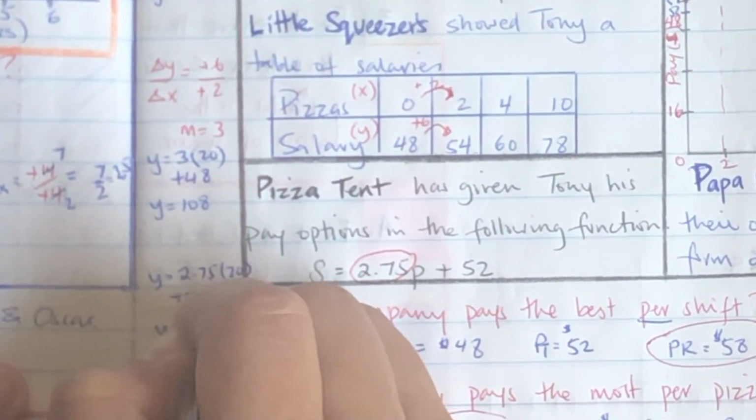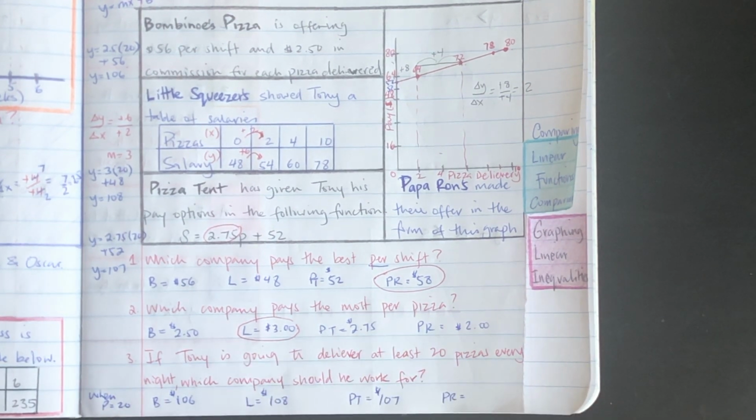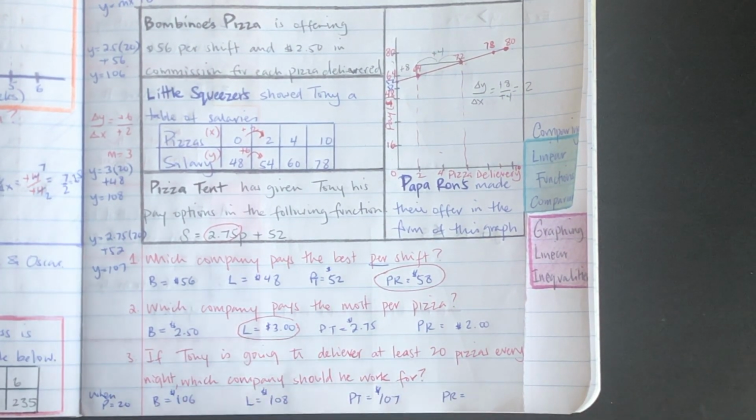This is a listening check. Put a box around y equals 107. Okay, if you can't follow that, hopefully you have a calculator.